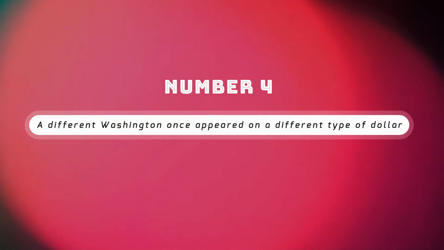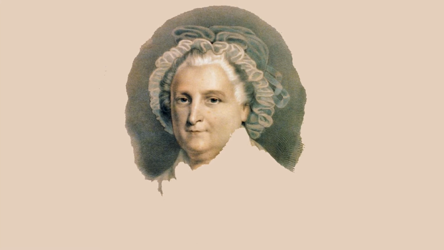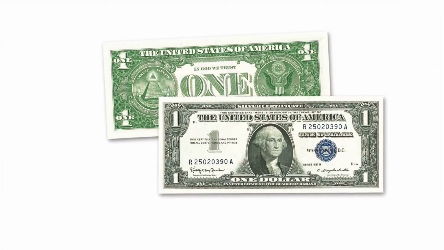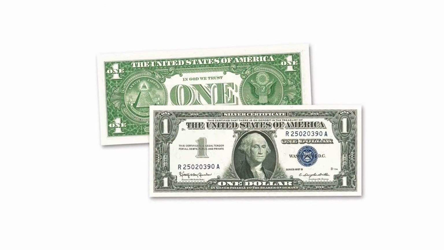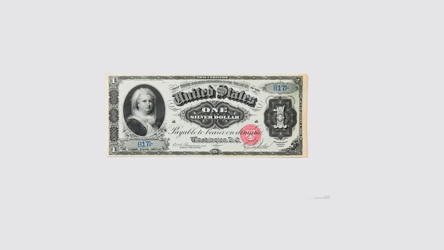Number 4. A different Washington once appeared on a different type of dollar. The First Lady, Martha Washington, was one of the faces of the $1 silver certificate. First printed in 1886, the certificates were backed by the U.S. government's silver deposits and featured an engraving of Martha based on her portrait by Charles Francois Jalabert.